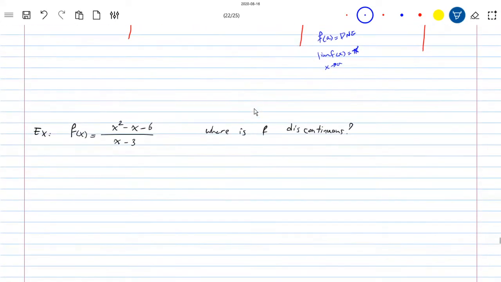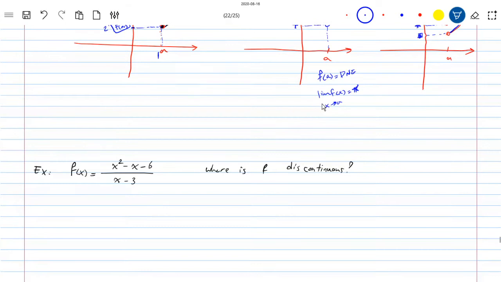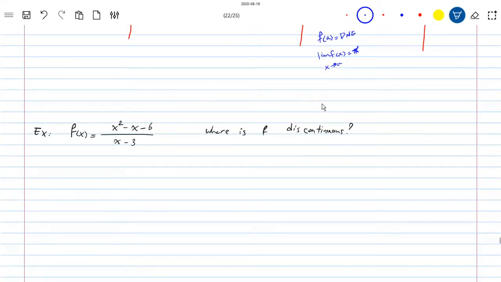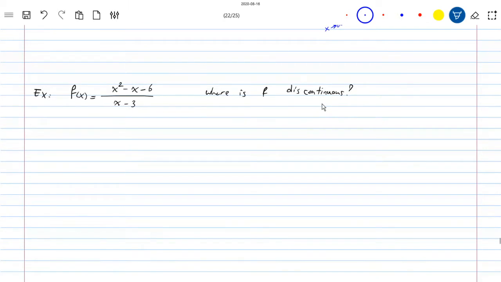Here's an example, and they ask you, where is this function discontinuous? If you can graph the function, you can answer this question. But normally, for rational functions, the function is continuous everywhere except at the x value that doesn't belong to the domain. So here, the domain of f of x is all real numbers except 3, since 3 makes the denominator 0. x minus 3 equals 0, therefore x is 3.